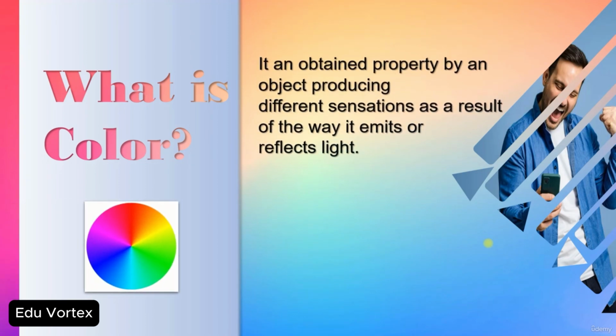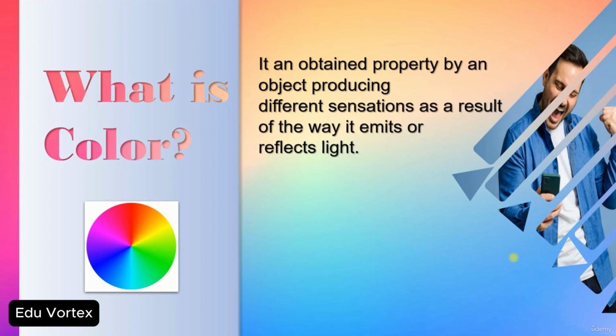Now, on the left side of the screen, you can see a chart of a color. We are going to deal more with it later in the course. Now, color can be defined as the property of an object producing different sensations as a result of the way it emits or reflects light.